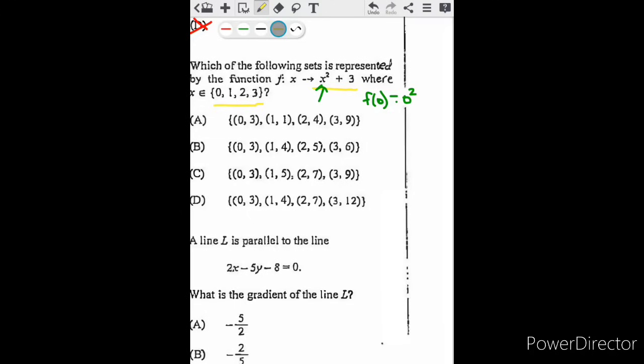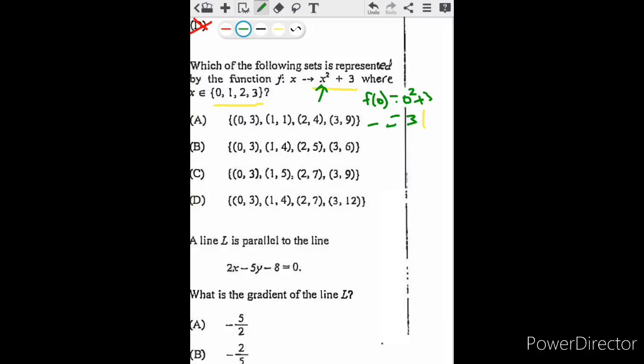So we substitute wherever we see x, we'll substitute the values of x. So the first is 0. So we have 0 squared plus 3 is equal to 3. So our first box would be 0, 3. So that's when x is equal to 0.